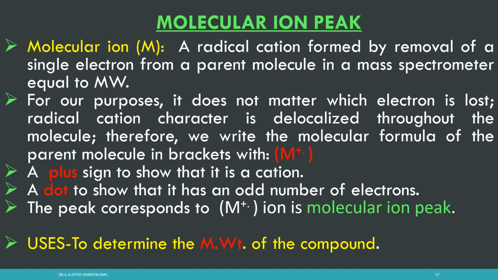m/z value of the mass spectrum. The use of this molecular peak is to determine the molecular weight of the compound. All the ions, molecular ion and daughter ions, have a unipositive charge, so the m/z value is simply the mass of the ion. The mass of the molecular ion, that is M, is exactly the molecular weight of the compound. So that is the use of the molecular ion peak. By knowing the m/z value of the molecular ion peak, one can easily predict the molecular weight of the compound, that is the mass of the molecular ion.